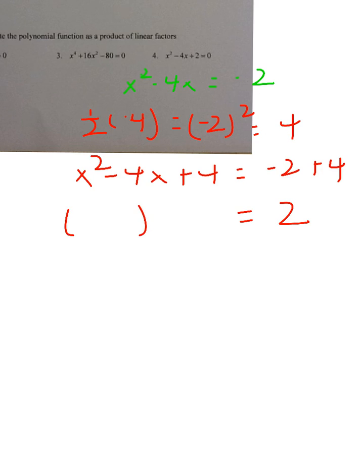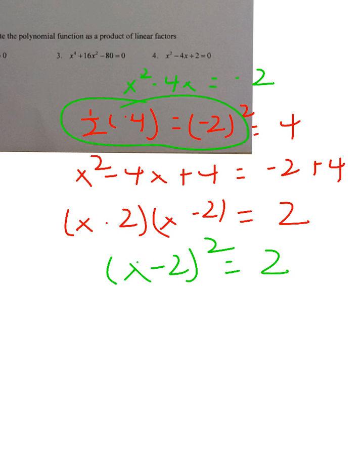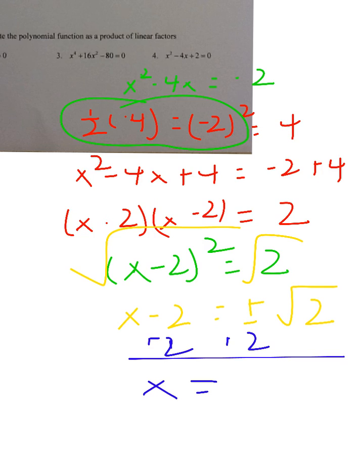And then I factor this side. I get x, and remember, the number that goes in your parentheses is what you got when you did half of your b here, which was negative 2. So I have x minus 2 squared is equal to 2. All right, so square root both sides. I get x minus 2 is equal to plus minus the square root of 2. Add 2 to both sides. So I get x equals 2 plus minus the square root of 2.